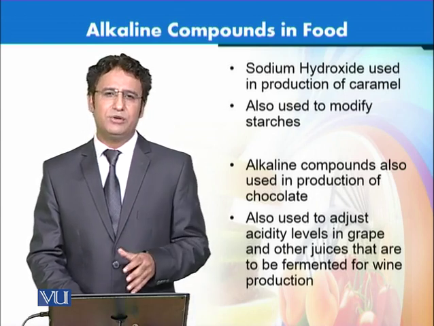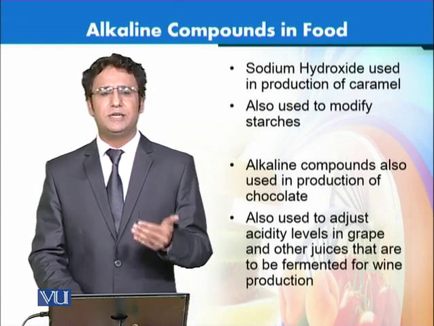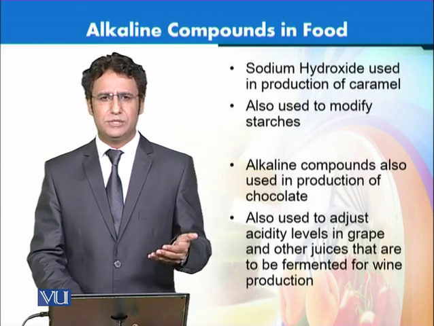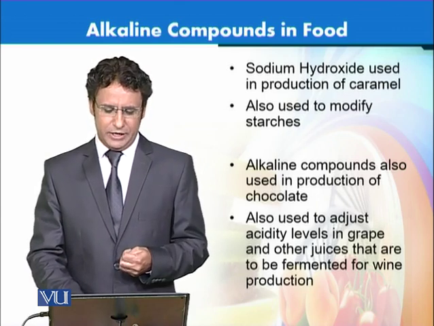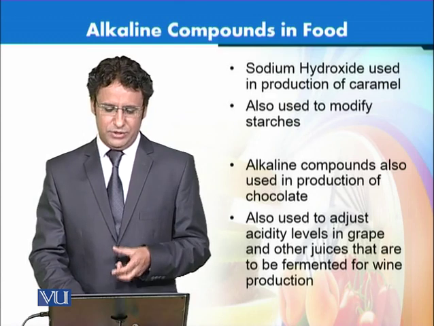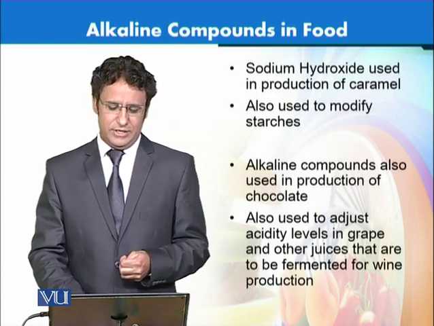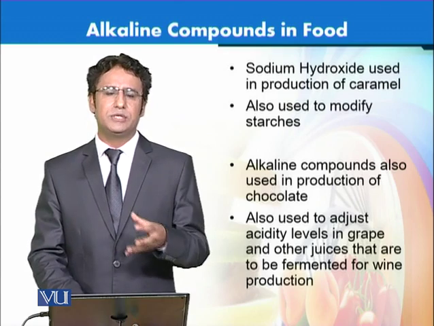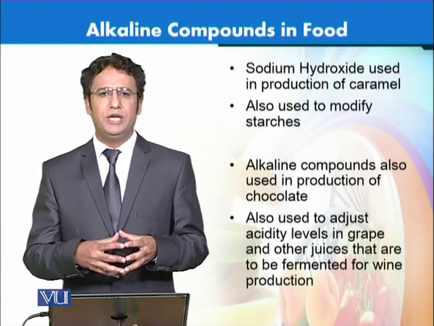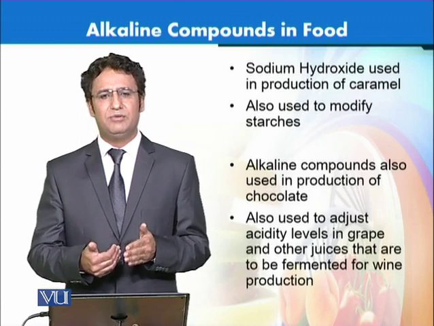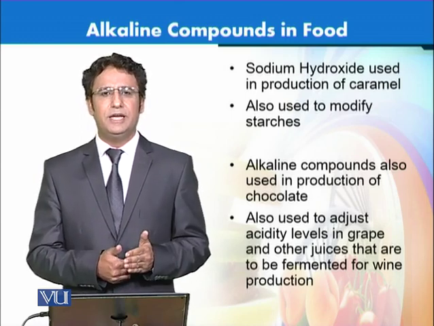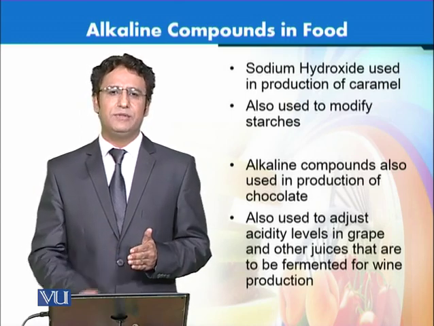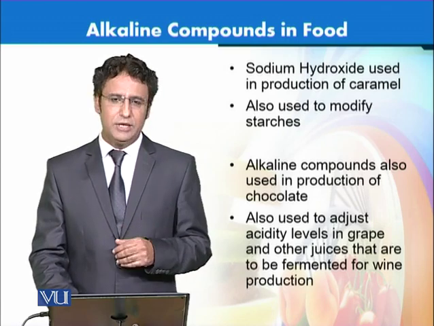They are also used to modify starches. Modified starches again have plenty of food uses. Alkaline compounds can be used in the production of chocolate as well. Similarly, they can adjust the pH of many juices, fruit juices, especially grape juice. If they are very bitter, some of the alkaline compounds can be added, and they would reduce the bitterness of the final product, making it more acceptable.